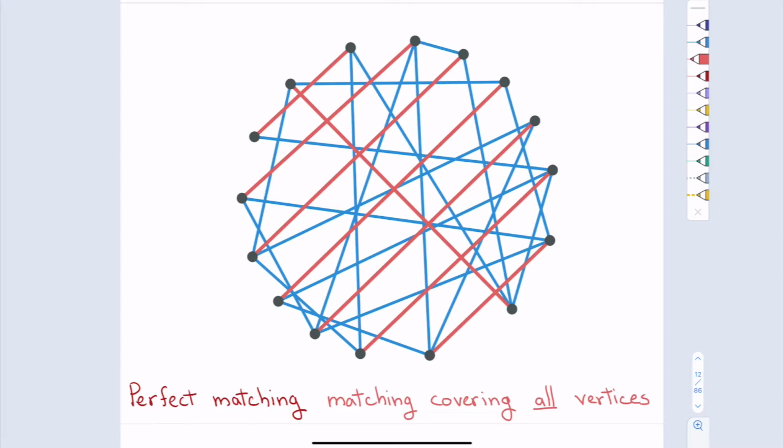When you're able to hit all the vertices, so you really get n over 2 exactly, sometimes that's called a perfect matching, because it's the best you can do. Not all graphs have perfect matchings, but some do.